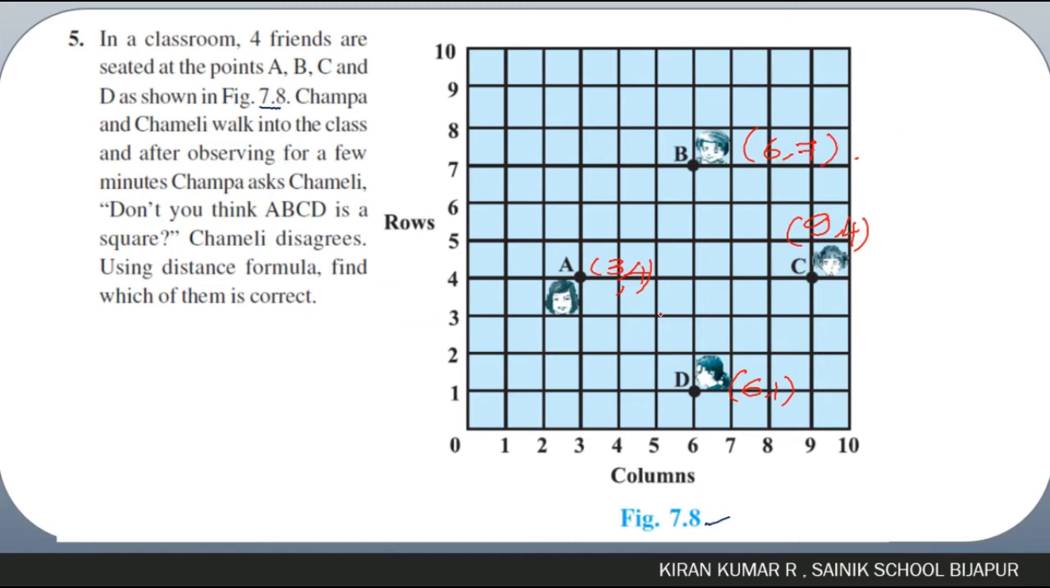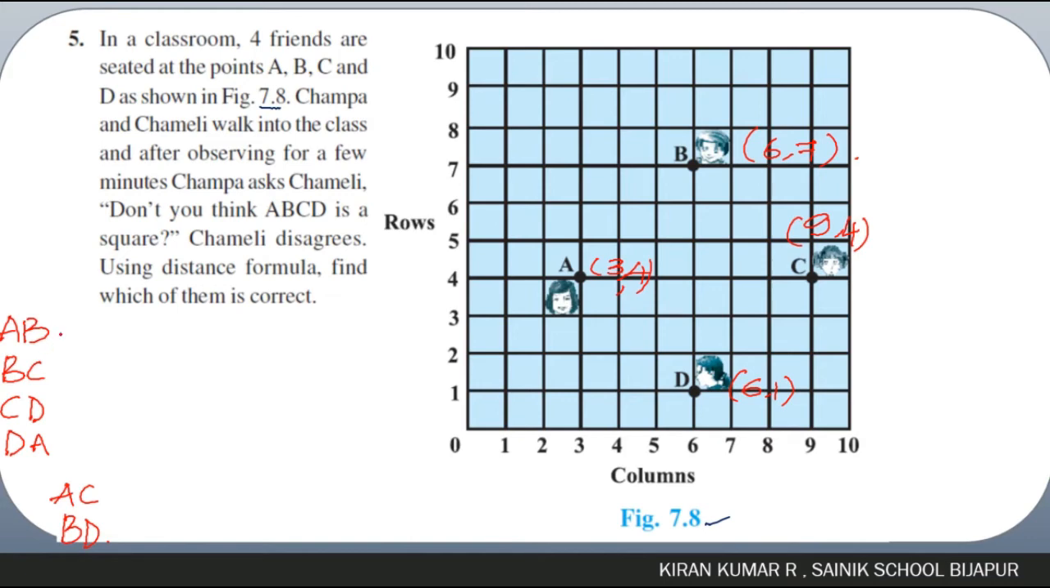With these coordinates, we need to find whether it forms a square or not. For that, I want the length of AB, the length of BC, the length of CD, and the length of DA, and also the diagonals AC and BD. Because all the sides are equal in two of the quadrilaterals, namely a square and a rhombus, to have a distinction whether it's a square or a rhombus, we need to find the length of the diagonals also.